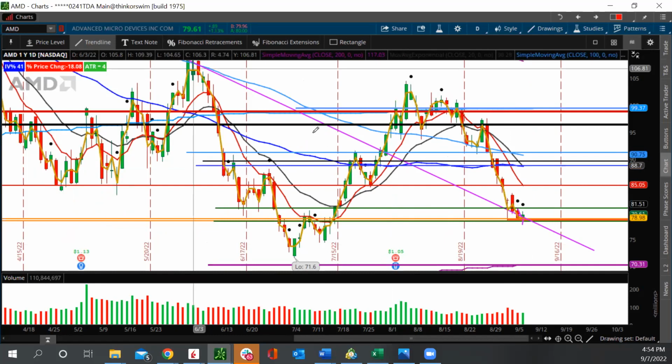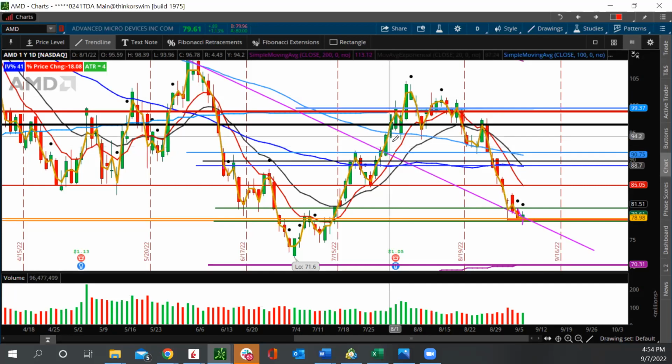AMD, all through this downturn, this trend line held. Now what happened? It broke. When support and resistance lines get broken, they are often retested. What's happening now? Price broke above. And this wasn't just a one-day break.